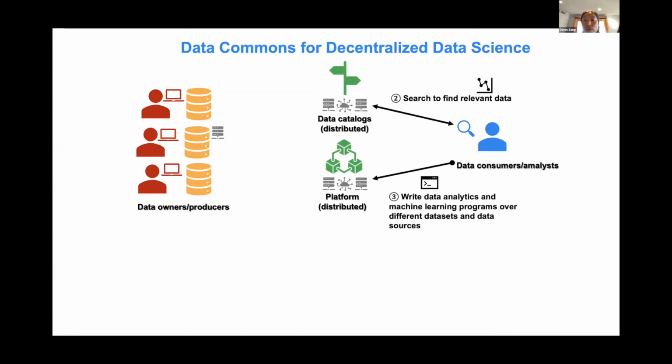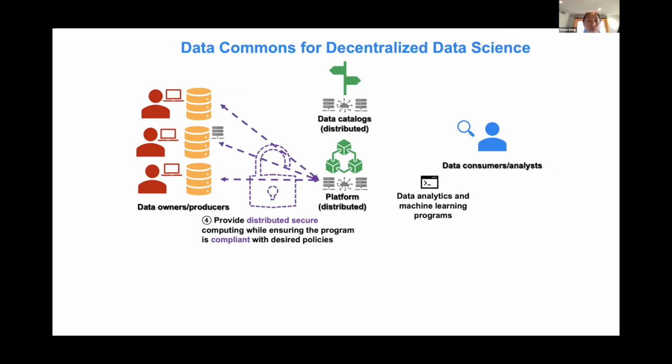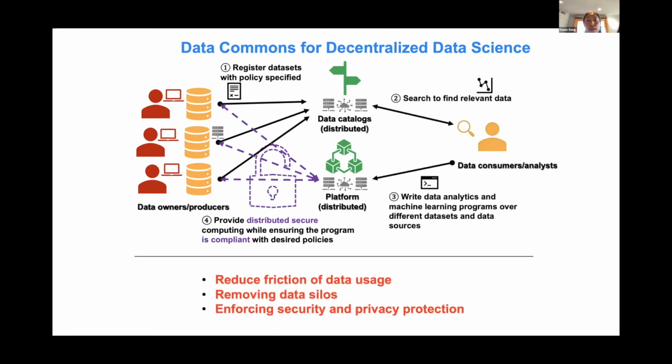And then the data consumers and analysts can search the data catalog, identify the relevant data, and then write their data analytics and machine learning program and submit it to the platform. And then the platform can provide the distributed secure computing while ensuring that the program is compliant with the desired policies. And with all this, essentially this can enable decentralized data science, and that can help reduce the friction of data usage, remove the data silos, and also provide strong security and privacy guarantees.